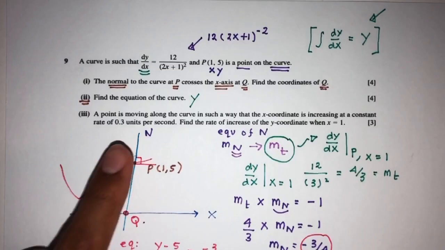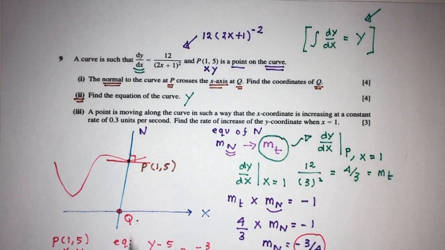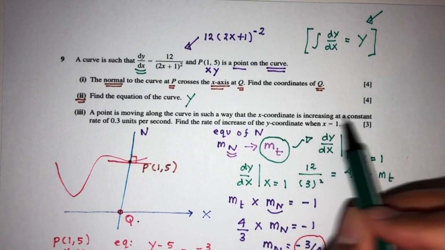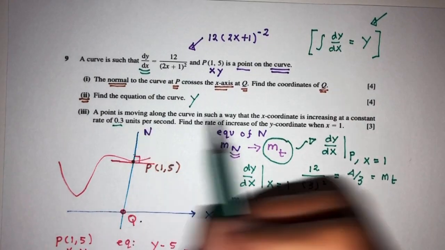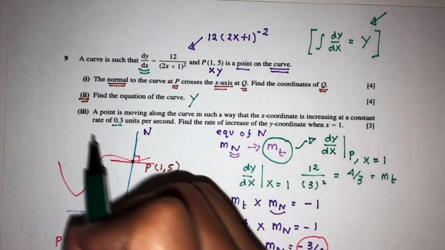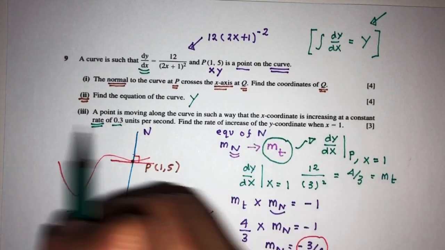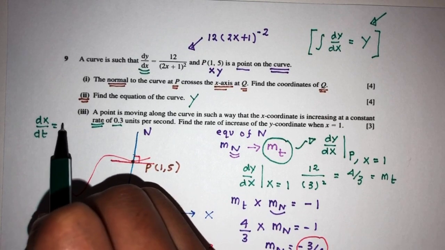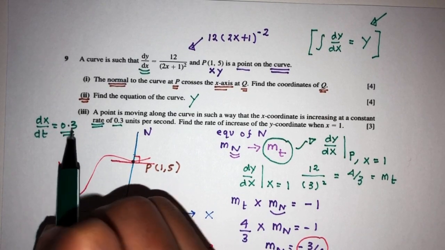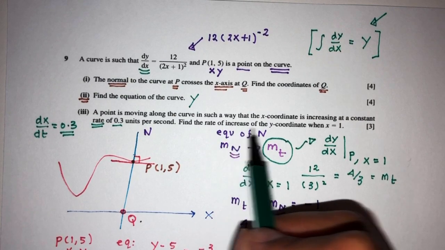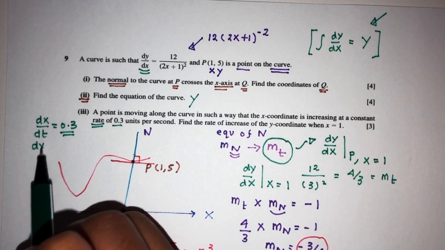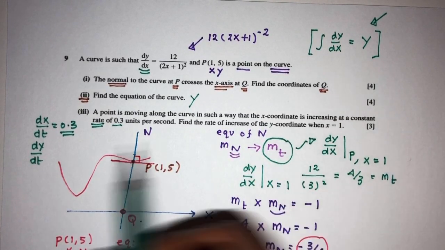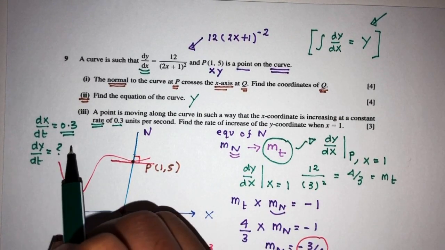Now, for the last one, we have a point which is moving along the curve in such a way that x is increasing at a constant rate of this. Pretty easy. Rate is with respect to time. Whenever you see rate, it means with time. So dx with respect to time dt is equal to 0.3. That is the given value. We have to find the rate of increase of y, so we have to find dy by dt when x equals 1.